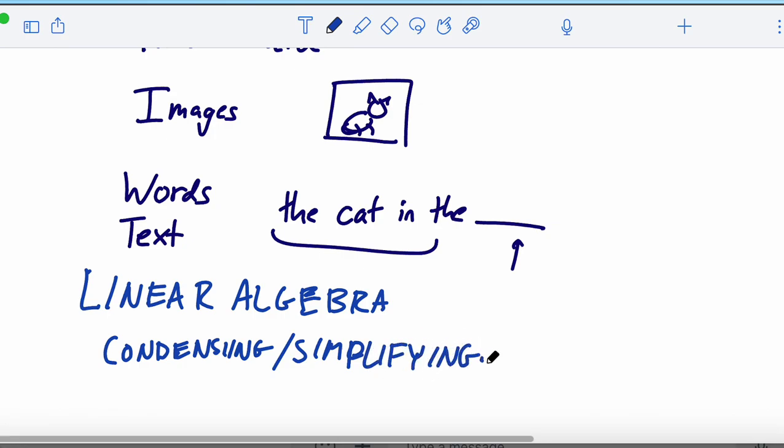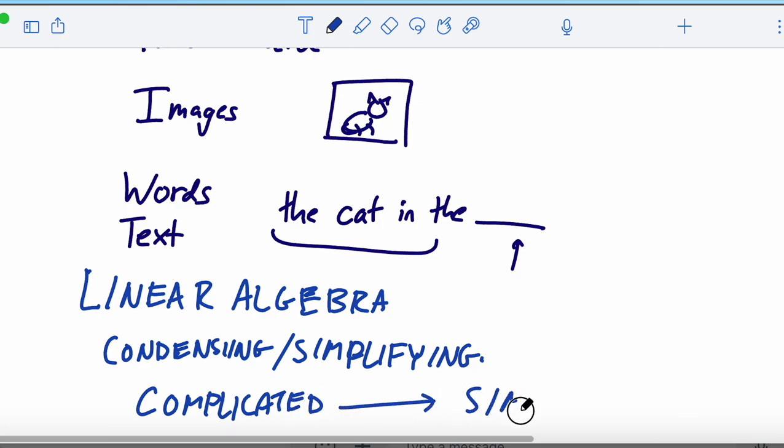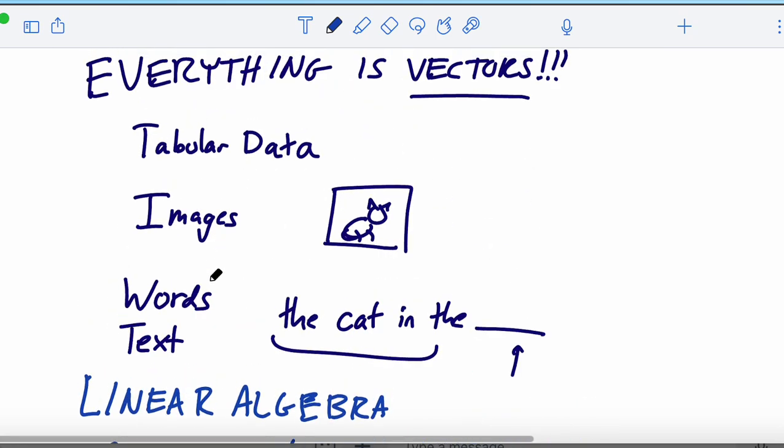And this idea is you have a big set of vectors or a big matrix, and you're going to condense it down into something simpler. You're going to be able to think of complicated things in terms of simpler things. So it's this idea of complicated to simple. So something that looks really complicated and difficult, if you apply linear algebra in the right way, will become simple. And we're going to make this more precise as we go. But all of these things, the images, the words, and so on, have an obvious way you can think about them as vectors.